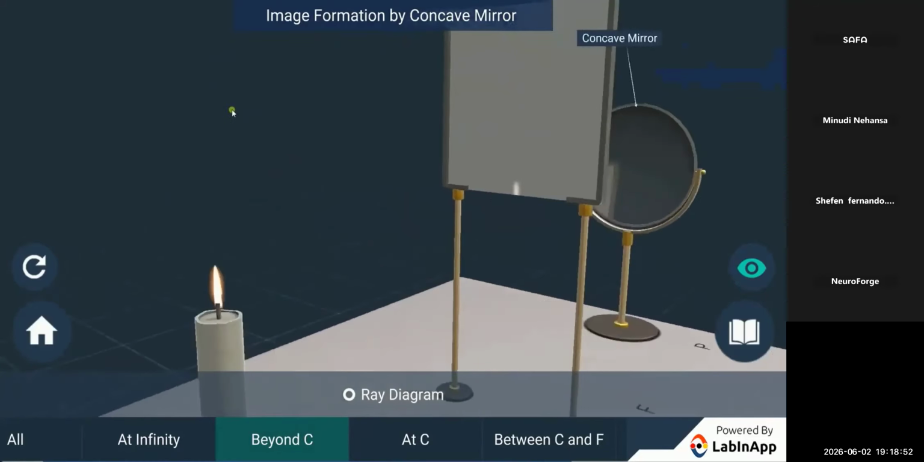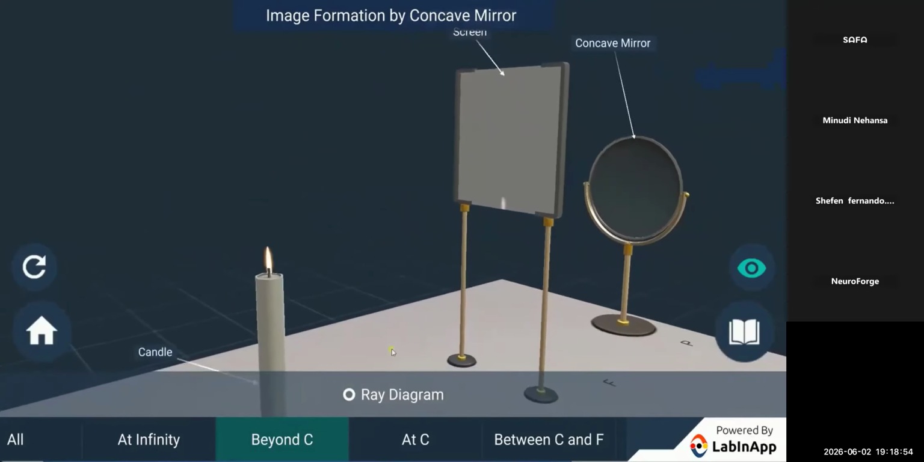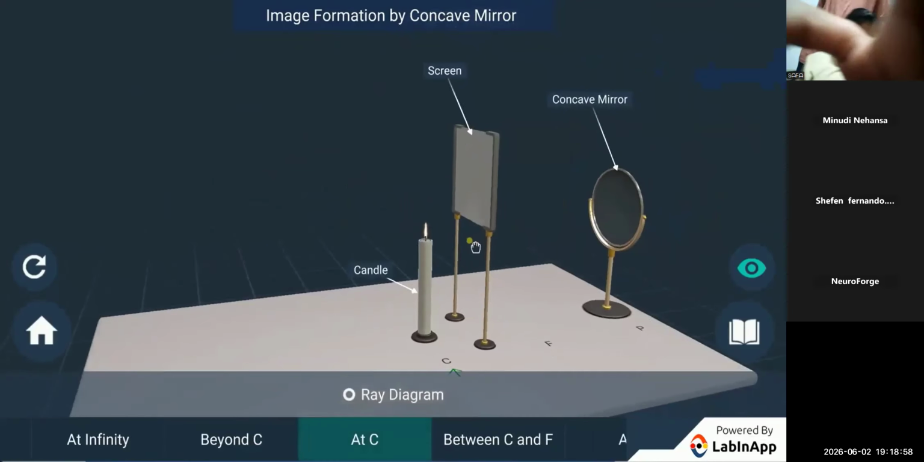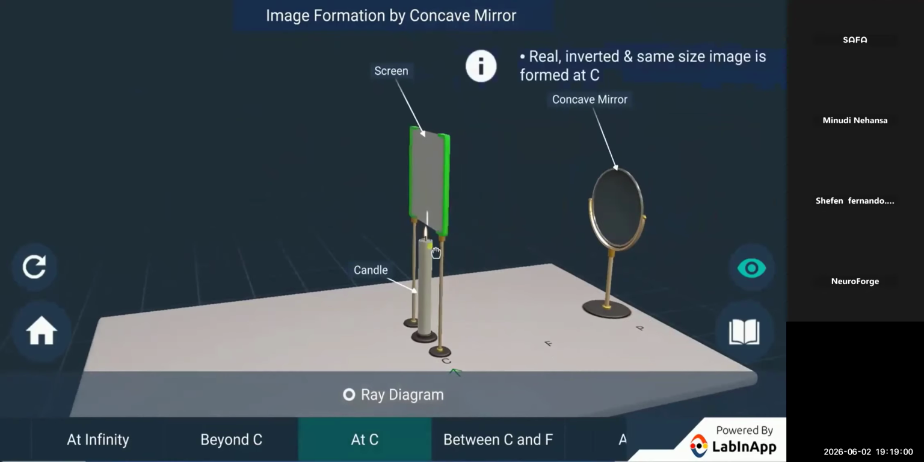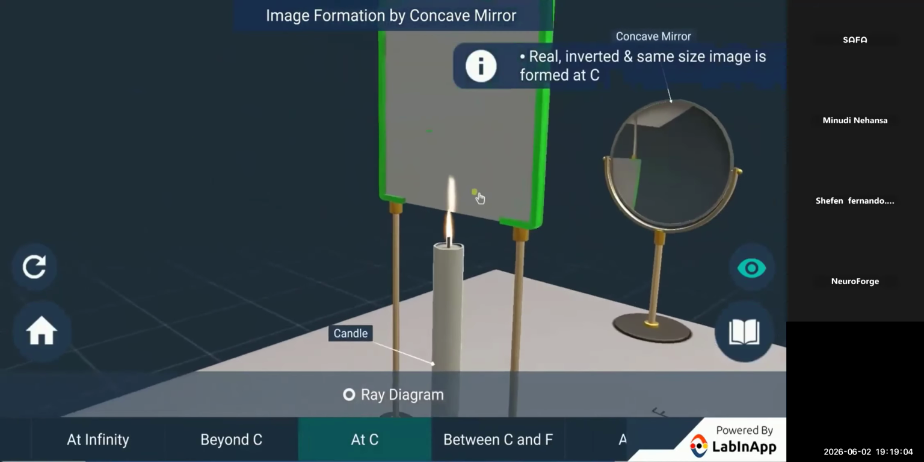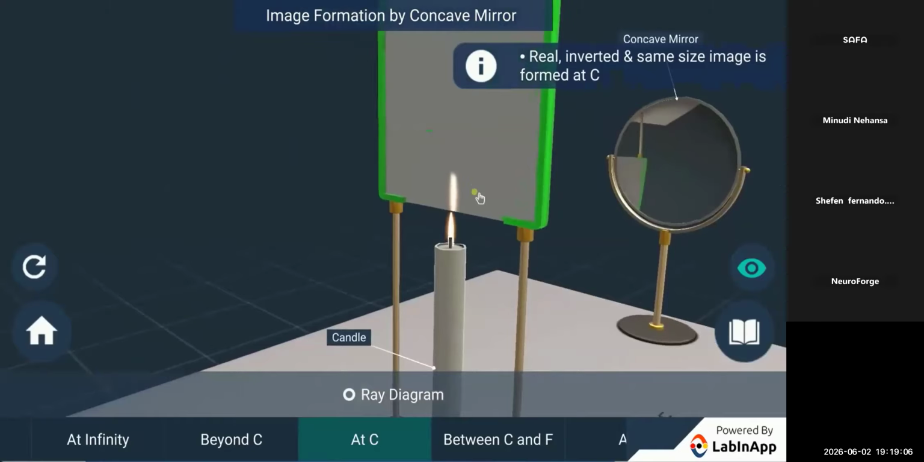Similarly, with the candle placed at position C, adjust the position of the screen. We can see that a clear image of the flame is formed when the screen is placed at C. It is a same-sized inverted image.